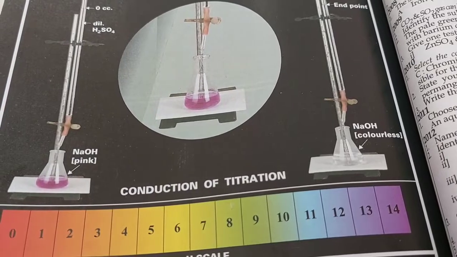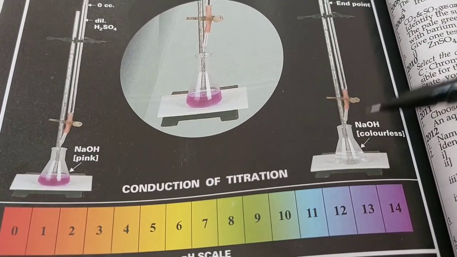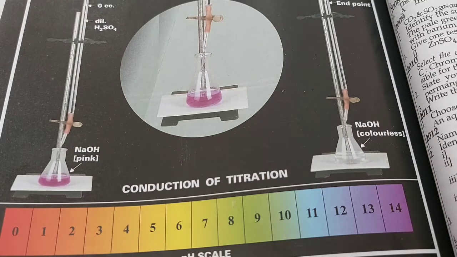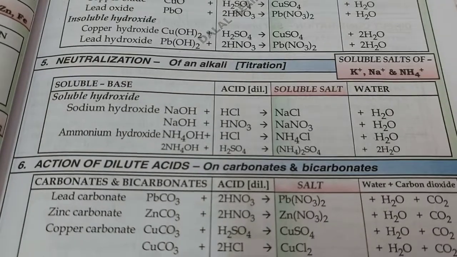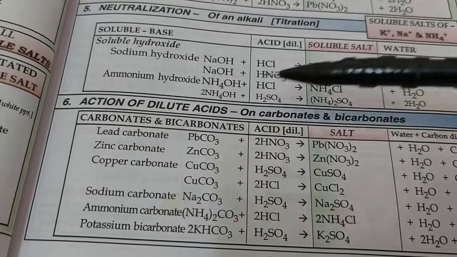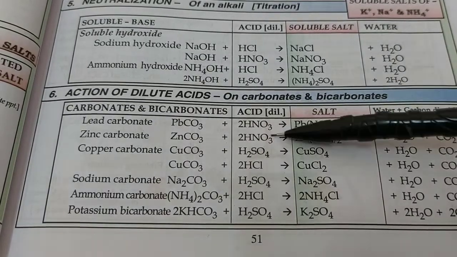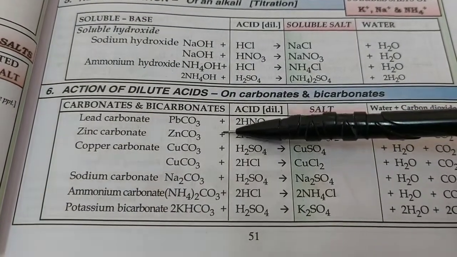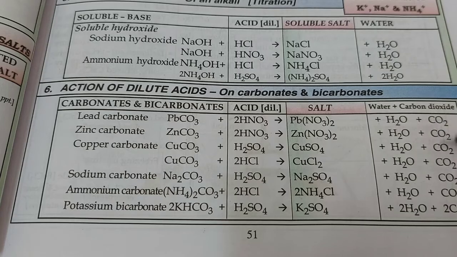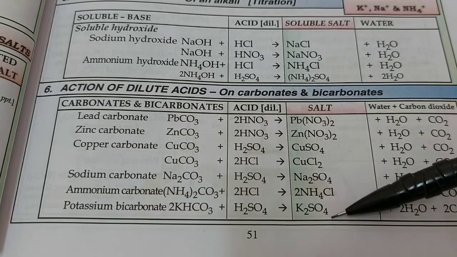This is how titration takes place. This is a burette, and there is another instrument called pipette being used. You will do this in practicals. It's not there in the theory exam. We only have these equations. And the last method is action of dilute acids on carbonates and bicarbonates. Now we know that whenever an acid reacts with carbonates and bicarbonates, we get salt, water, and carbon dioxide gas. So again, the salts formed are these, which you have to remember.